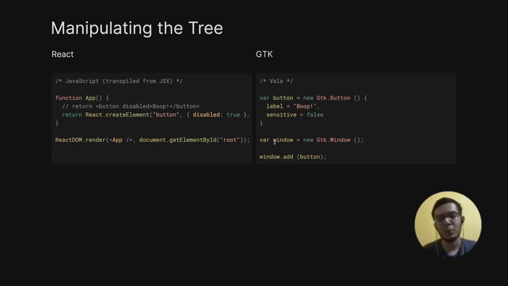Similarly, you want to create a window. So just like when you get in web, you get the document object available to you in which you can simply document.create element and you can do stuff. You do not get a window object created for you. You have to do that manually. And you have to add whatever widgets you want to add to it, like this window.add name of the widget.